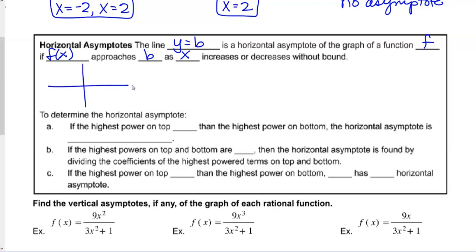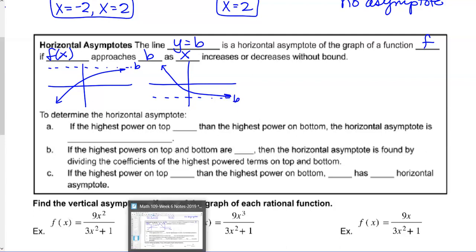So what does that look like? I could have a horizontal asymptote of y equaling b here, and I could end up approaching that from here, and this means that we're increasing without bound as x gets bigger, and we're approaching that b, so this would be y equaling b. I can also have one in a decreasing function where I'm decreasing down and then we start approaching. Here, this would be y equaling b.